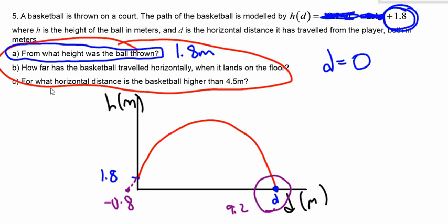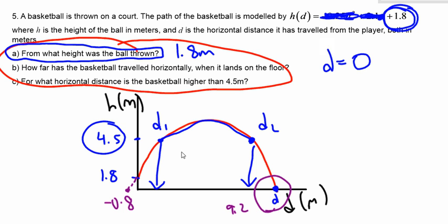Okay, so I'm just going to go back to my diagram. 4.5 meters, let's just throw it right here. So at some point, the ball gets high enough to be 4.5 meters, and then it goes up, reaches a maximum, comes back down, and it'll be at 4.5 meters again. So if I can figure out what values of d exist when the ball is at 4.5 meters, then I can tell you for what distance it traveled above 4.5 meters. So I hope that makes sense.